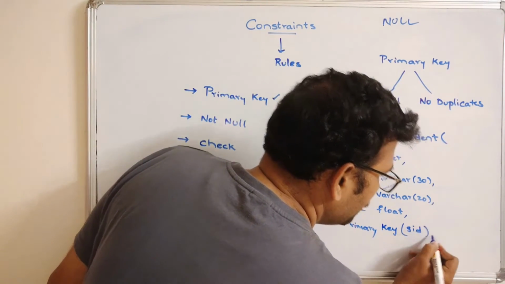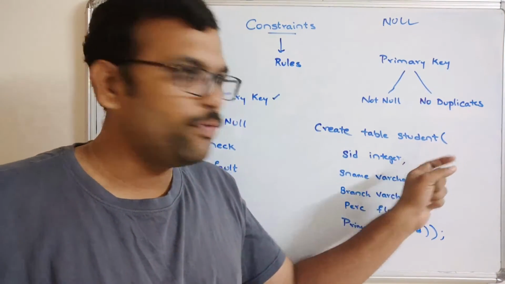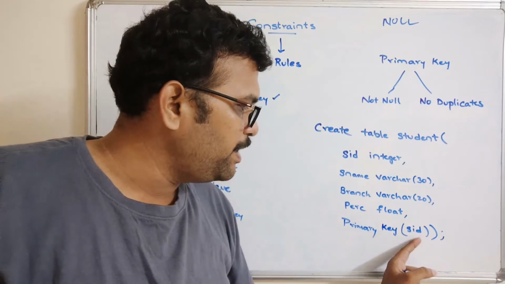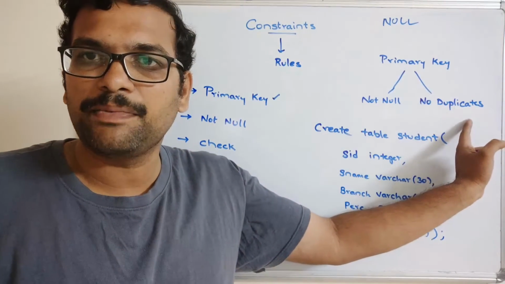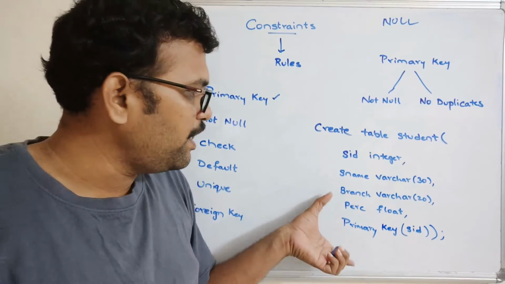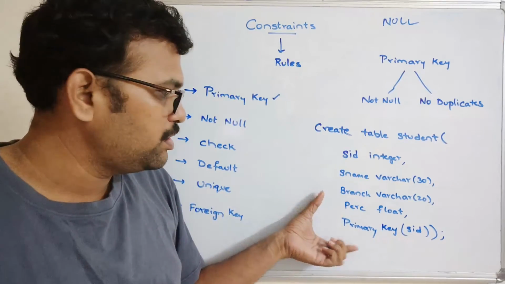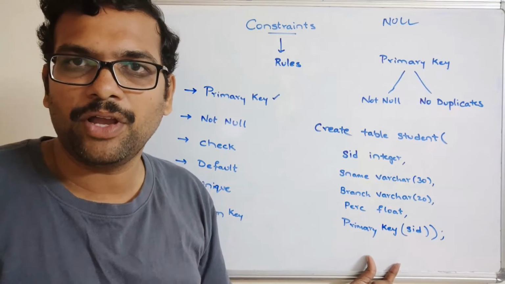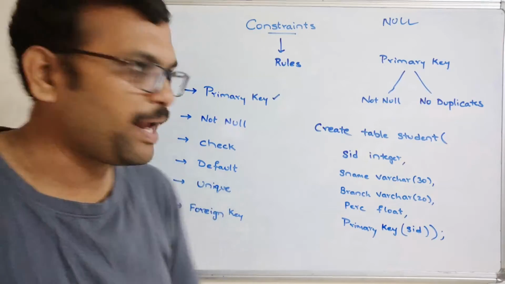So SID. This will create a table student with the four attributes SID, name, branch and percentage, and this SID will be treated as a primary key which should not be kept null and which should not accept duplicates. So I'll execute this query and I will show you. After creating the table, I will also try to insert values with duplicates as well as with null values. I will show everything, all the cases we'll see. So this is how we can give the primary key constraint.